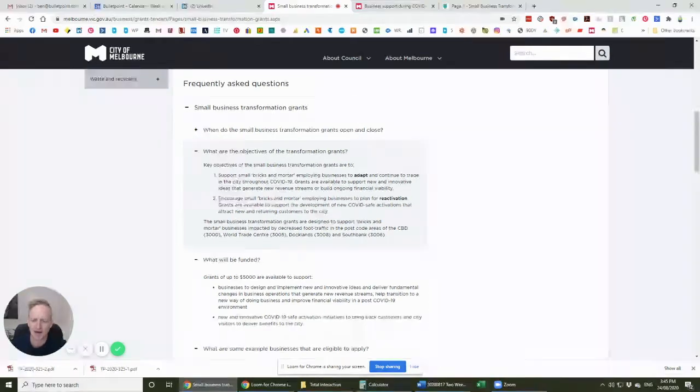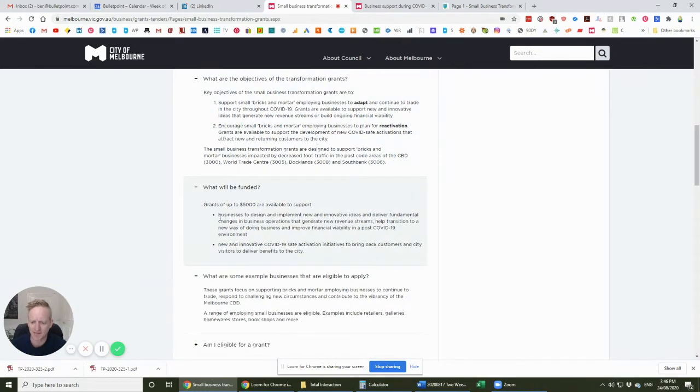And then the second part that you could be applying for is the reactivation. This is if you're bricks and mortar and it's about getting people into the city, with new COVID safe activations. So it might be display shields or things like that to get people into a COVID safe environment. And what will they fund? $5,000. Design and implement new and innovative ideas to help deliver fundamental change in your business. This is about transforming your business and becoming viable and sustainable in a post-COVID, or might be COVID-19 world, for the next 2 years. So how will your business adapt to that?